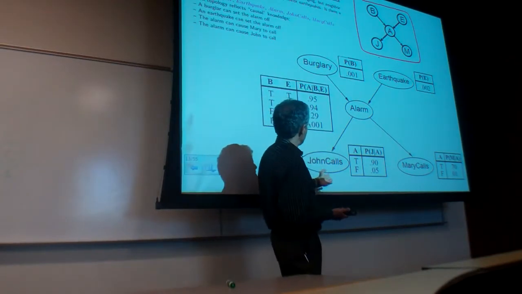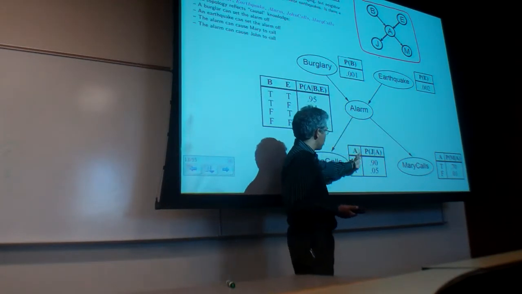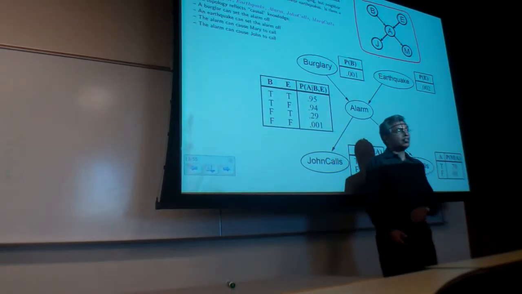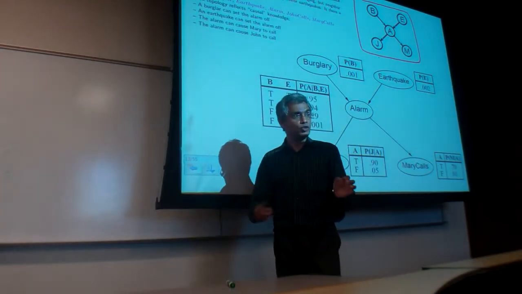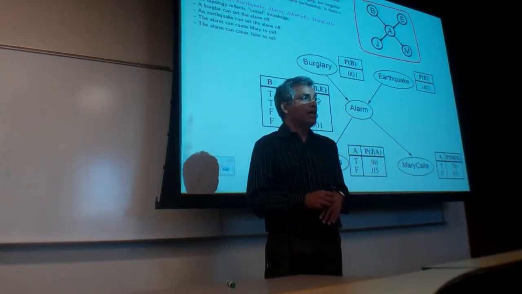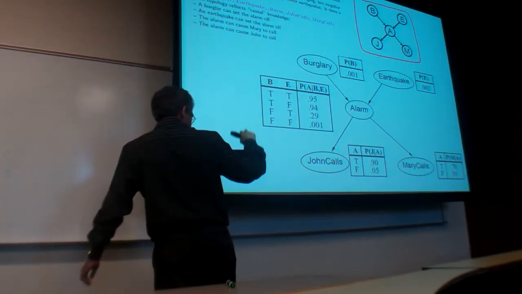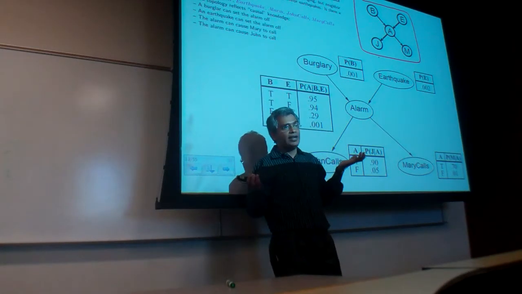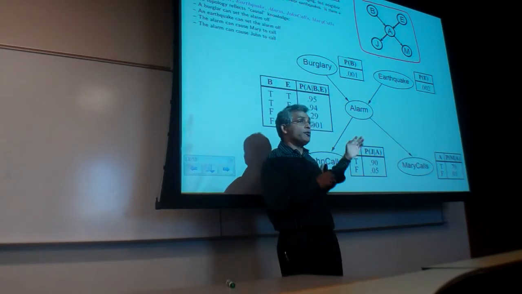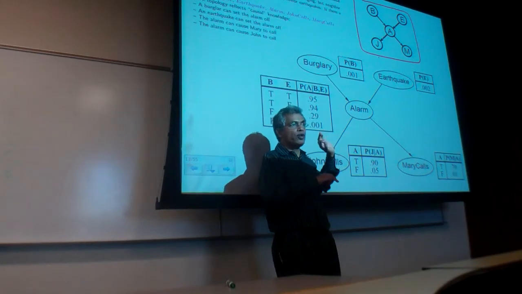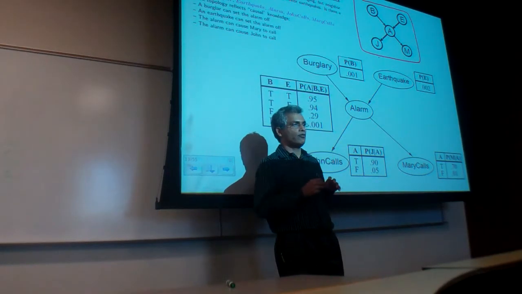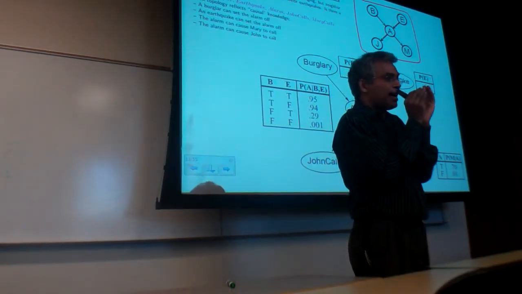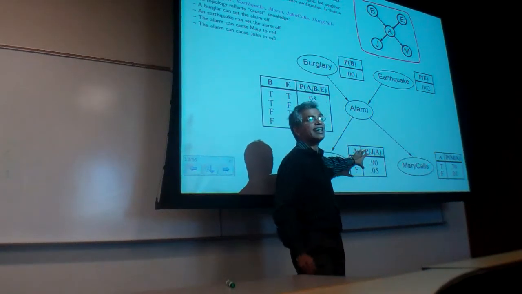Okay, and then similarly, John calling given alarm probability is given by this little table, and Mary calling given alarm is given by this little table. Those are the conditional probability tables. Now notice, by the way, we'll get to it later, but the conditional probability has to be provided. But it doesn't have to be provided in tabular form. If you can't do anything else, we'll always write it in tabular form. But a little later we'll look for more compact ways of writing this.